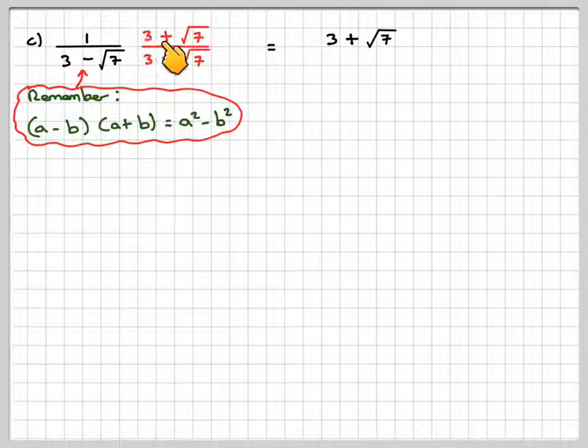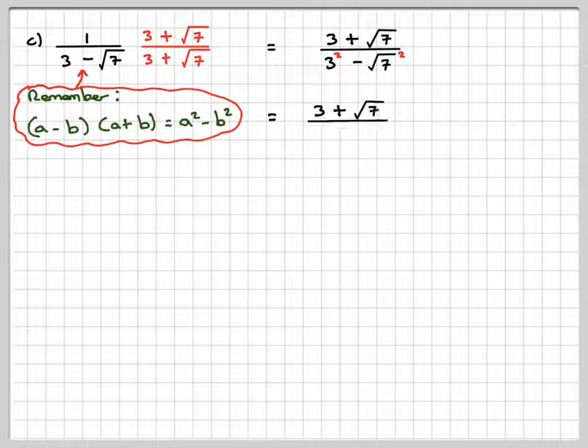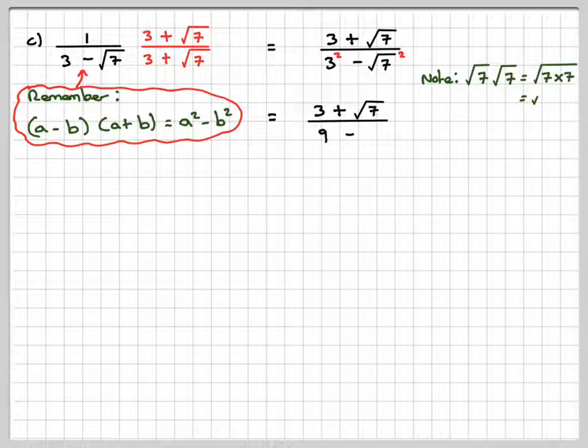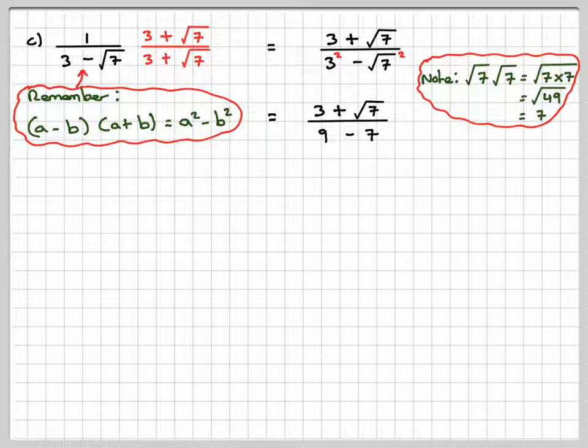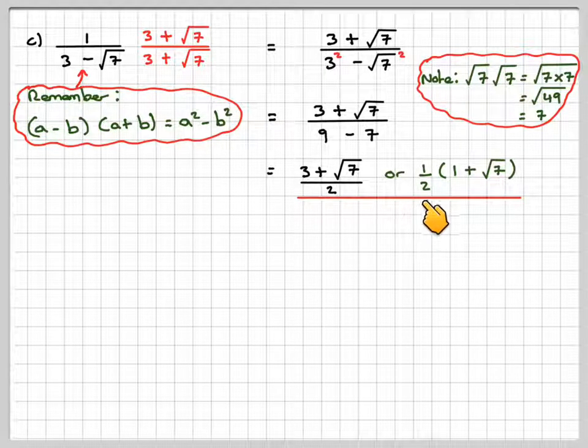Right, the top is quite simple because it's 1 times 3 plus root 7. Then we can apply this idea. So I'm going to have 3 squared minus b, which is root 7 squared. So that's going to be 3 plus root 7 on the top. 3 squared is 9, and root 7 squared is 7. And then we're going to have 9 minus 7, which is 2. So we're going to have 3 plus root 7 over 2. Or sometimes you might see it written like this, a half of 3 plus root 7.